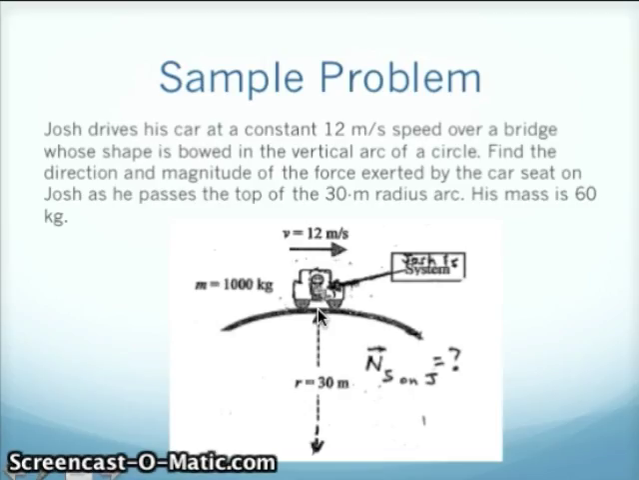Now here's our sample problem. So Josh drives his car at a constant 12 meters per second speed over a bridge whose shape is bowed in the vertical arc of a circle. Find the direction and magnitude of the force exerted by the car seat on Josh as he passes the top of the 30-meter radius arc. His mass is 60 kilograms. And this is from the PTPA textbook, chapter 4, example 4.4.